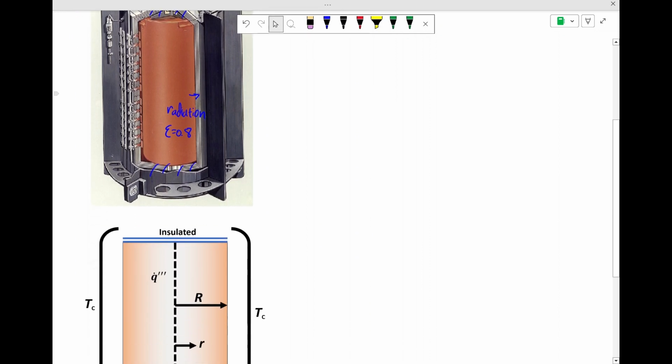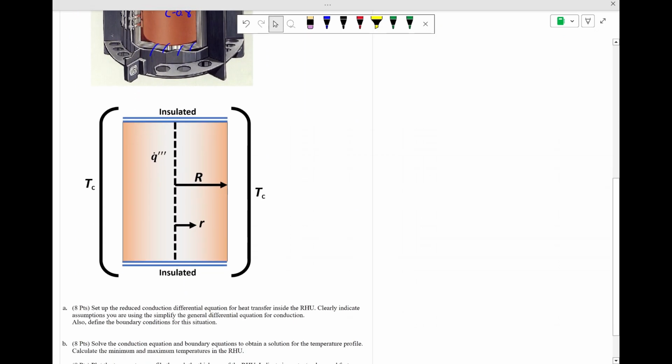All right, so given that, the equivalent diagram is shown here. Our top and bottom surfaces are insulated. We have some volumetric heat source inside, and an outer radius. R is our radial coordinate, and then T_c is the temperature of that enclosure, and there's some radiation in this gap with some equivalent emissivity.